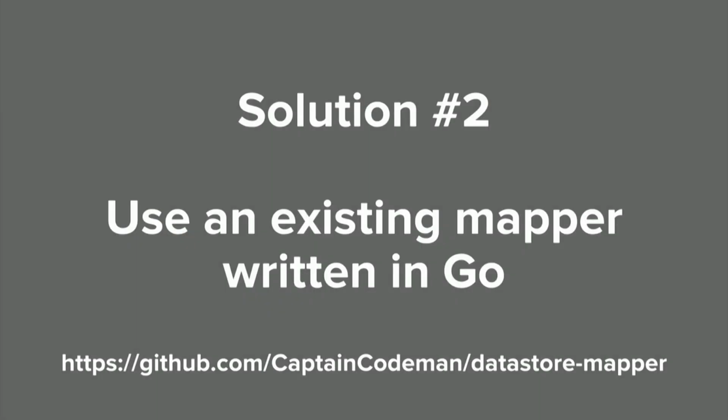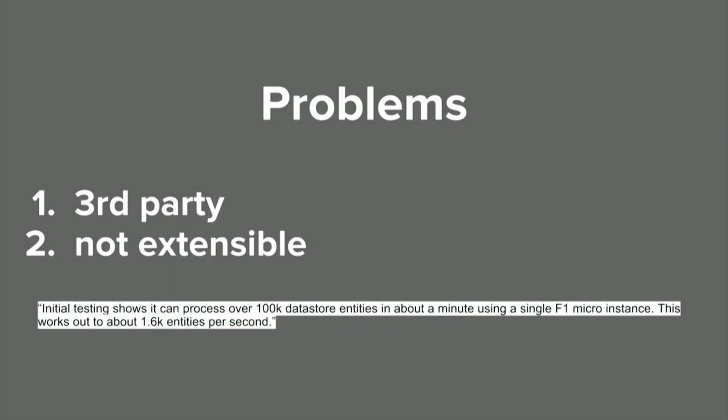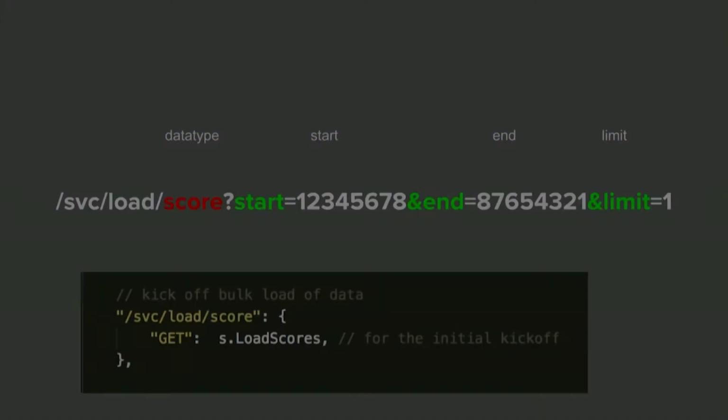So someone has written an existing thing in Go to replace Google's Python implementation of the Mapper framework. It's written by a guy named Captain Codeman. I don't know who he is. We looked into his code, decided it didn't really fit our needs either. It's third party, it's not very extensible, but the thing I want to point out is that he managed to get up to 1.6 thousand entities loaded per second. So that's the thing to beat. So let's write our own.